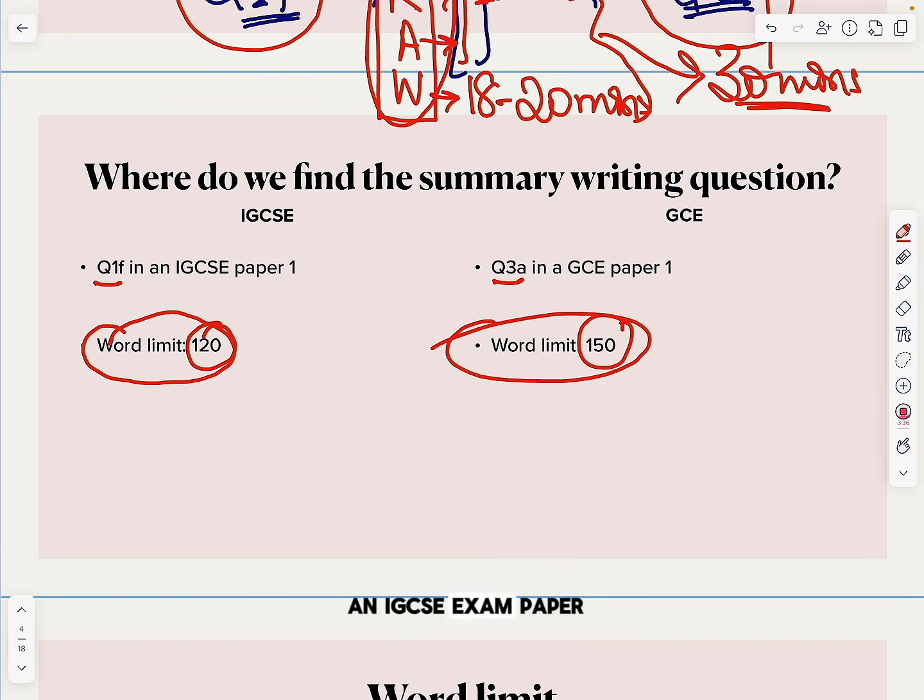The word limit for an IGCSE exam paper is 120 words, or as the exam likes to call it, not more than 120 words. And then for GCE, it's 150 words, or like the exam paper calls it, not more than 150. Now, what does it mean by not more than 150? Am I allowed to go above the word limit? Do I lose marks for going above the word limit? How many words can I go above the word limit? These are all questions that we're going to be answering in the video in a while.